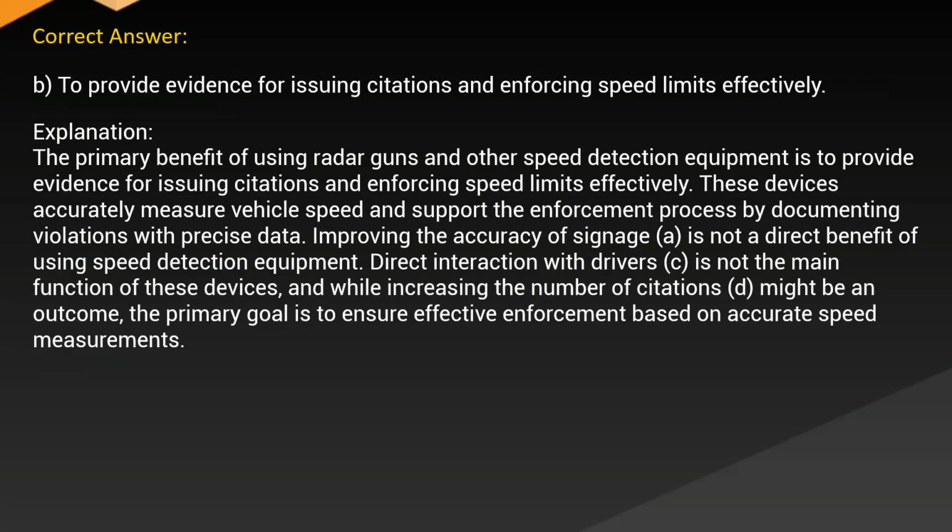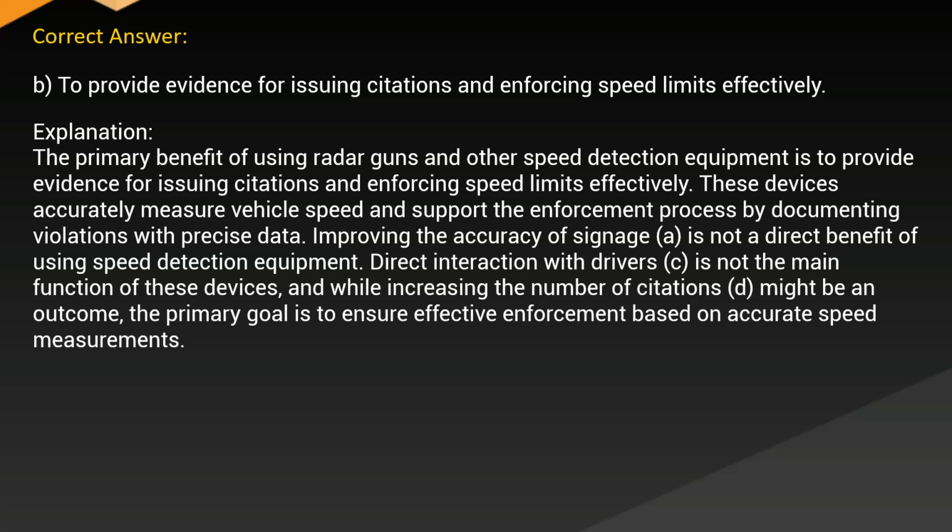Correct answer. B. To provide evidence for issuing citations and enforcing speed limits effectively. Explanation. The primary benefit of using radar guns and other speed detection equipment is to provide evidence for issuing citations and enforcing speed limits effectively. These devices accurately measure vehicle speed and support the enforcement process by documenting violations with precise data.